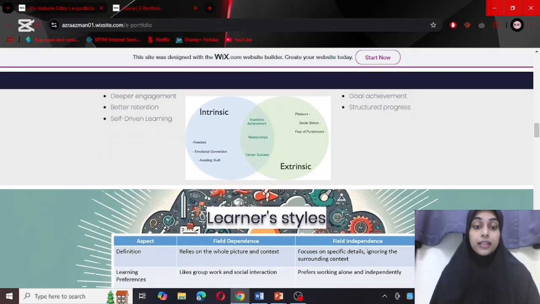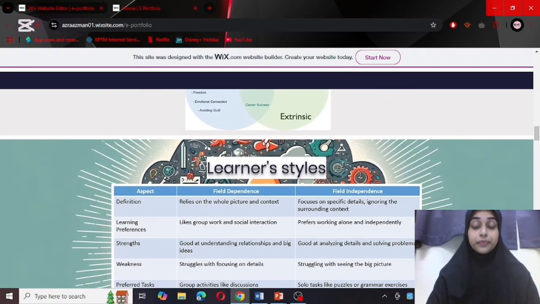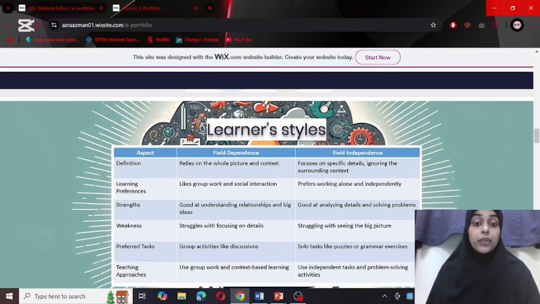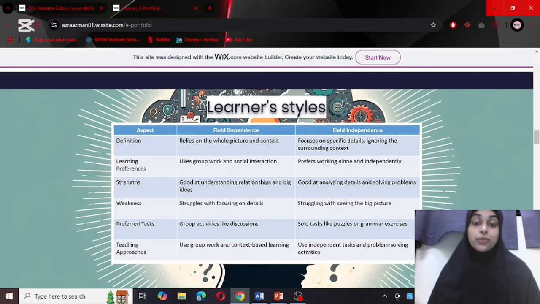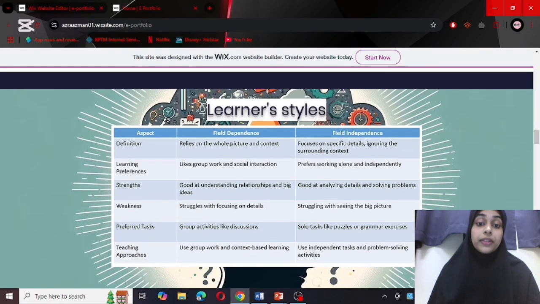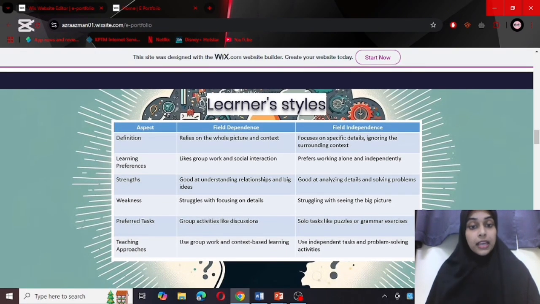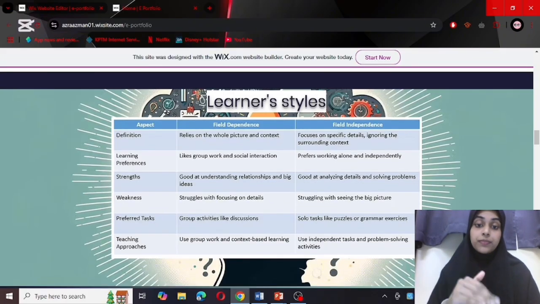Okay, so the next one is time to explore the learner's style, which describes how individuals approach learning tasks. The image here highlights two types of students that we might face, which are field dependence and also field independence, each with their own distinct preferences, strengths, and also challenges. So let's look at field dependence first.